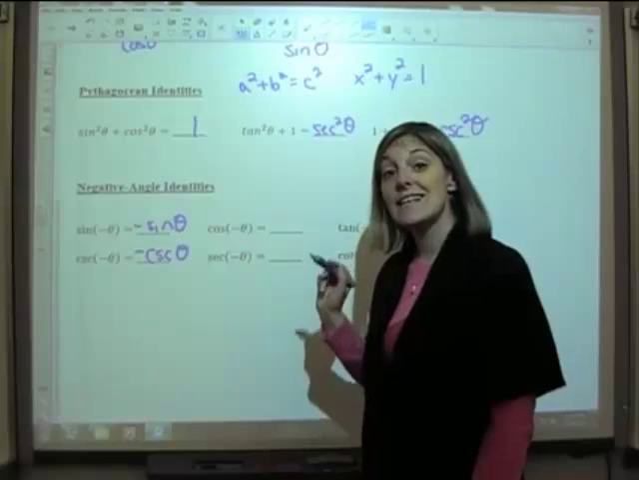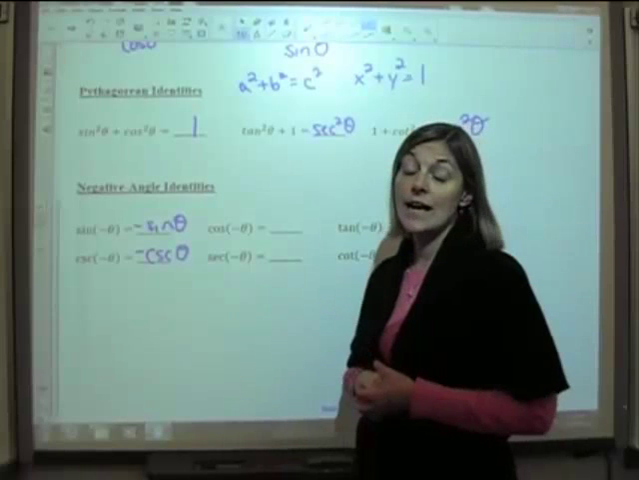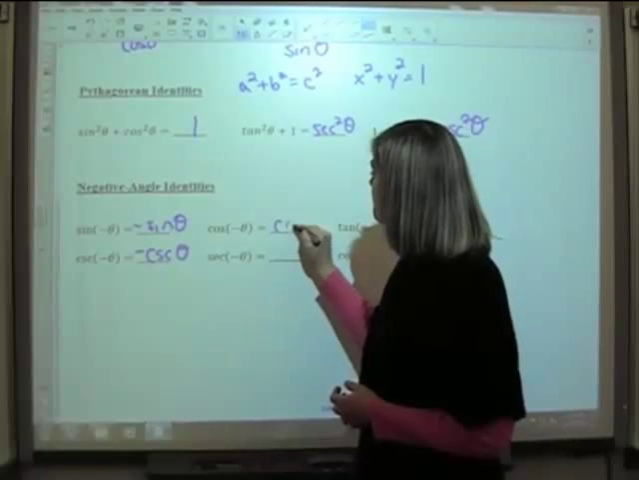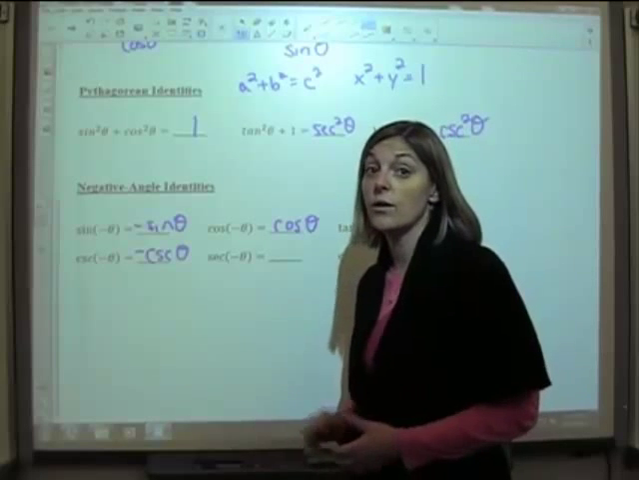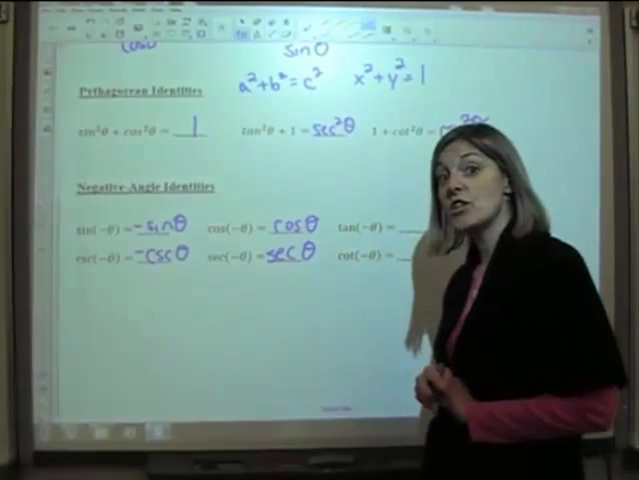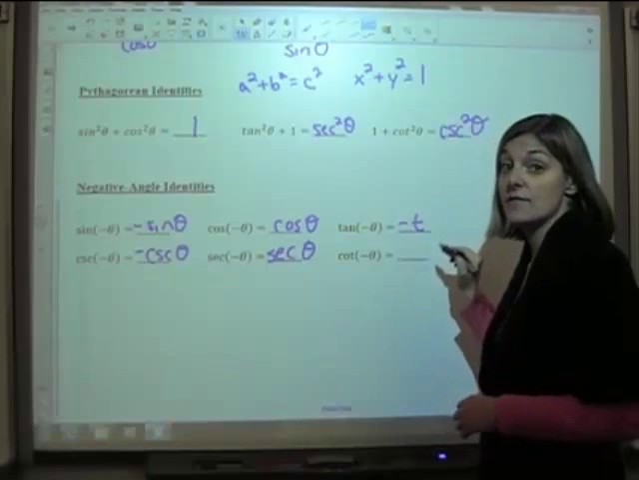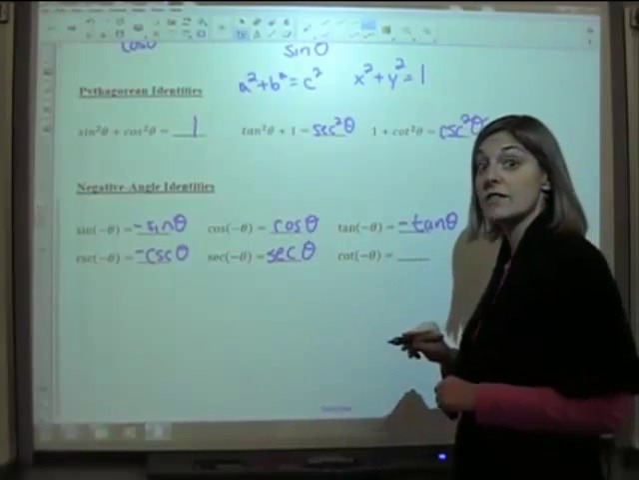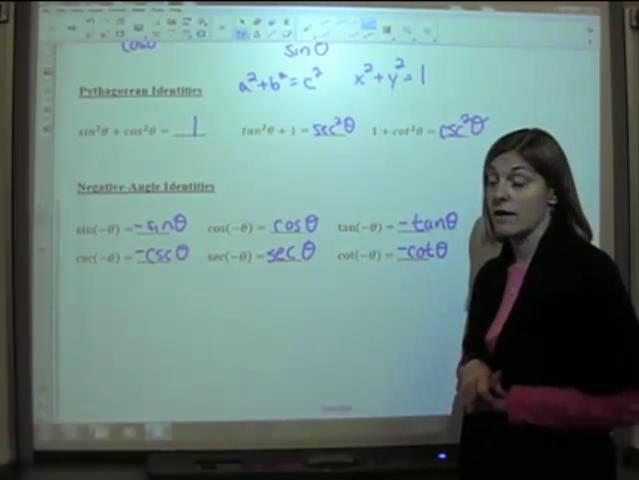Now cosine is an even function, which means it's reflective over the y-axis. So cosine of negative theta is the same thing as cosine of positive theta. And then because secant is the reciprocal of cosine, it is also an even function. And then tangent is an odd function. So tangent of negative theta is equal to negative tangent theta. And same thing with cotangent because it's the reciprocal of tangent, so we have negative cotangent theta.